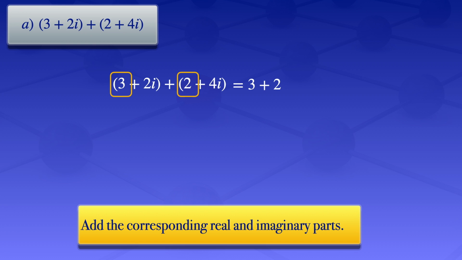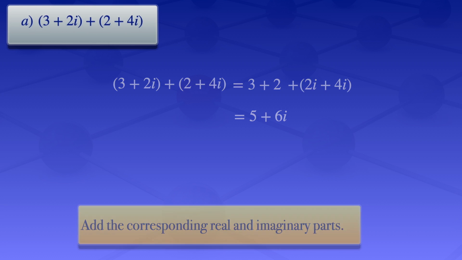And then add the imaginary parts. The imaginary parts are 2i plus 4i. So I would write it as 2i plus 4i. The 3 plus 2 simplifies to 5. The 2i plus 4i simplifies to 6i. So the result will be 5 plus 6i. So that's the result of adding those two complex numbers.